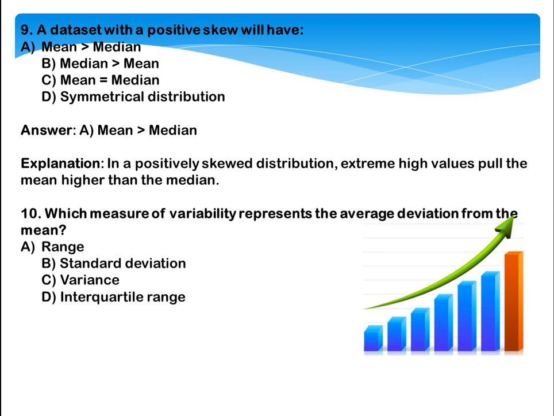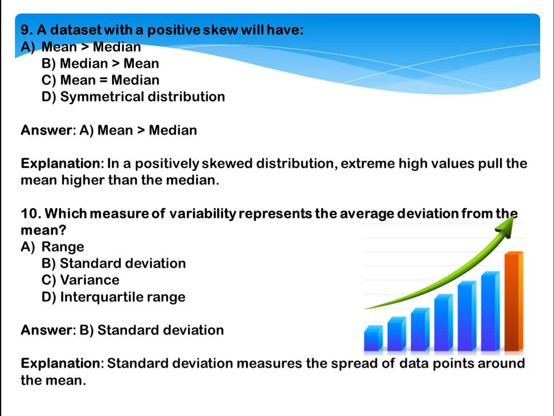10. Which measure of variability represents the average deviation from the mean? A. Range. B. Standard deviation. C. Variance. D. Interquartile range. Answer. B. Standard deviation. Explanation. Standard deviation measures the spread of data points around the mean.